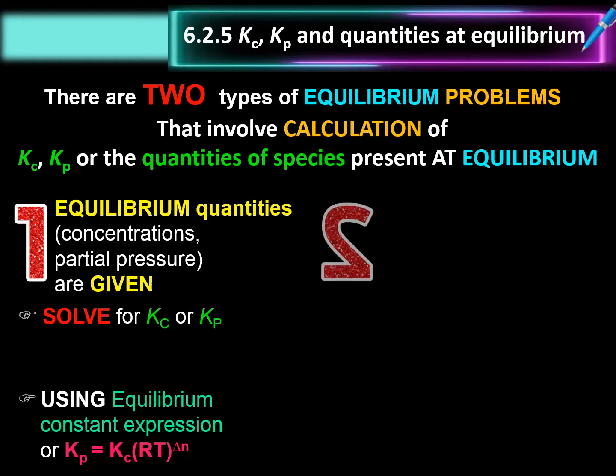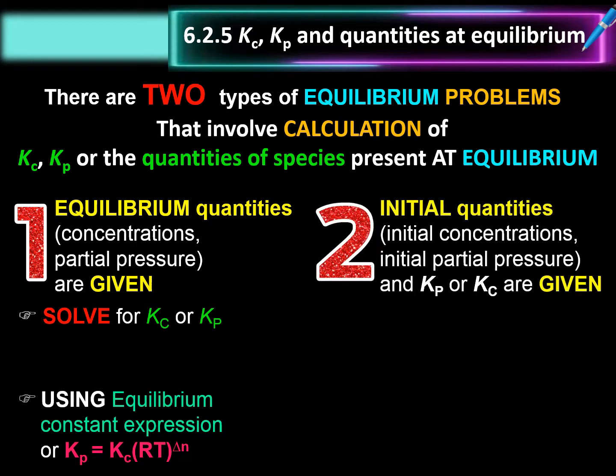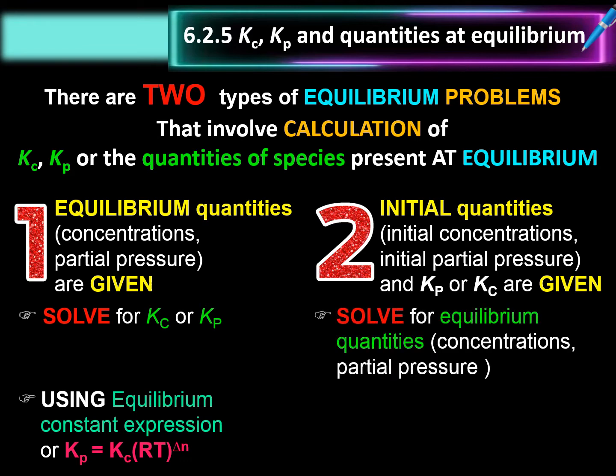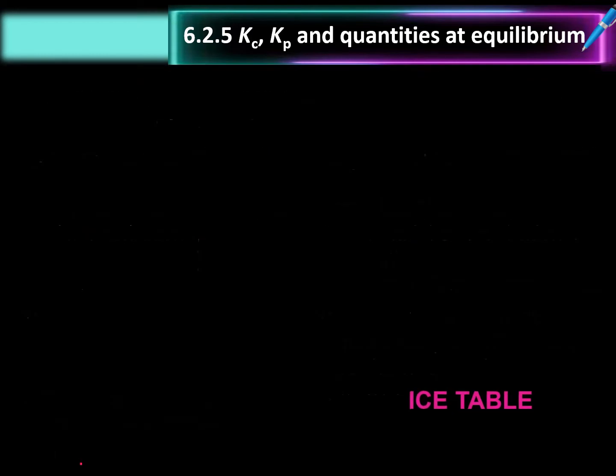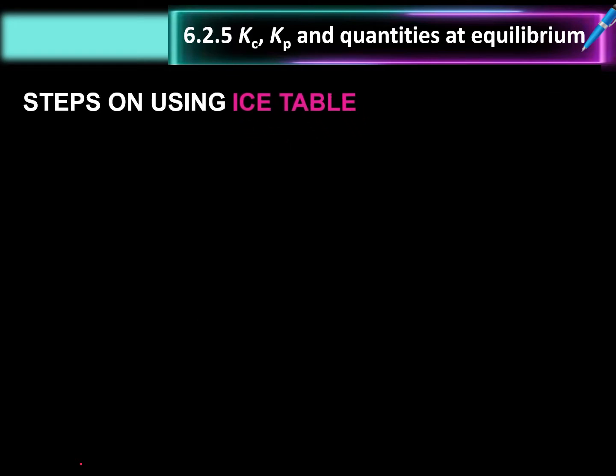The second problem is when the initial concentration or pressure together with the Kc or Kp are given in the question, and we need to solve for the equilibrium quantities. In order to do this, we need to use an ICE table. There are three steps in using an ICE table.